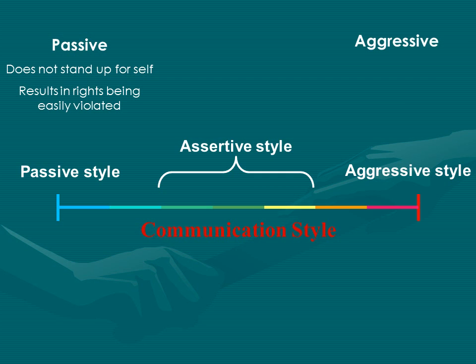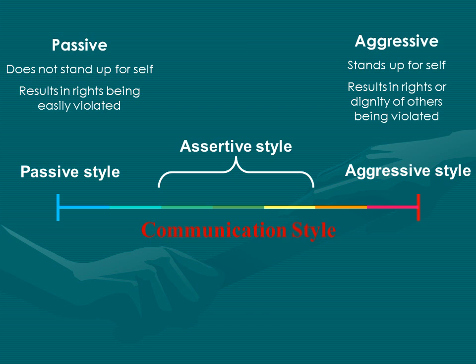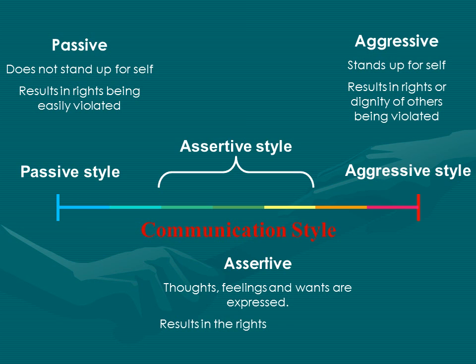On the other hand, the aggressive person stands up for themselves. This will result in the rights and the dignity of other people being violated for their own rights. By contrast, the assertive communicator is able to express their thoughts and their feelings and their wants without infringing upon the rights of other people. They actually show respect for other people.